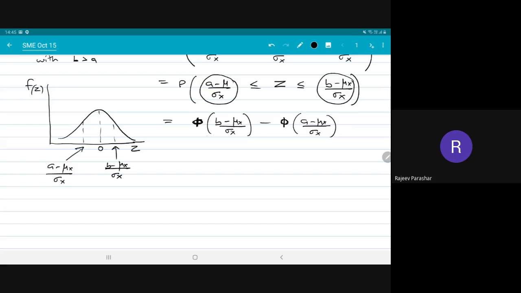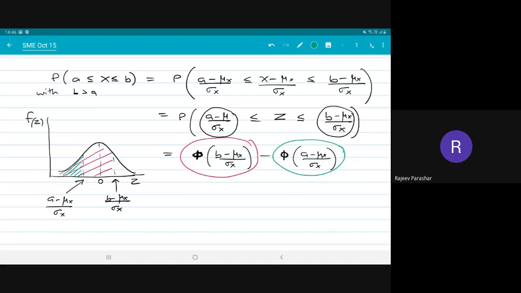Okay, now let's use colors. This area would be this entire region, and this area would be this one. So we'll find the area under the curve between these two values. Is this point okay? Okay, so in terms of diagrams, I had already explained in the last class. In terms of algebra, this is what it is.